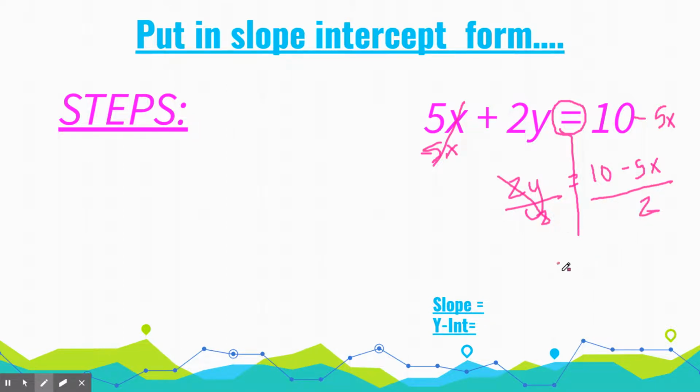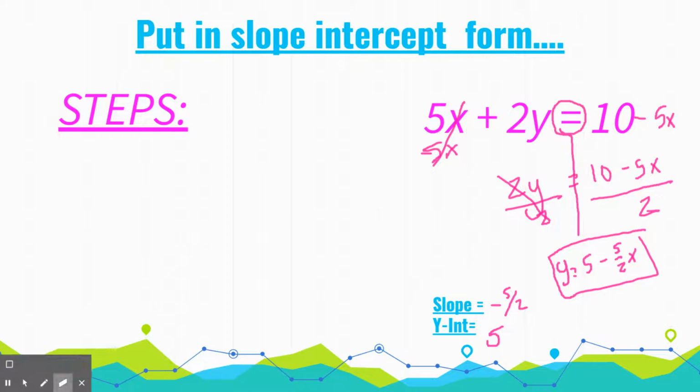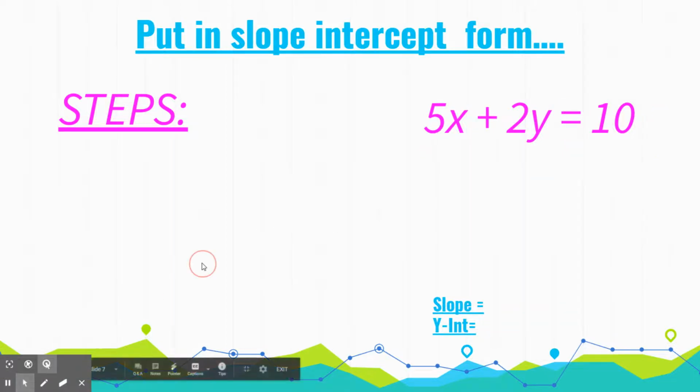And now I'm going to simplify. 10 divided by 2 is 5. -5 divided by 2 is going to be -5 halves x. So now if I'm going to fill this out, my slope is the number next to x, so that's -5 halves. My y-intercept is 5. All right, if you need to pause this, please do so. All right, if you're with me, you're ready to clear the board and move to the next slide.